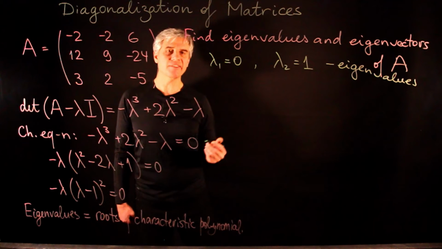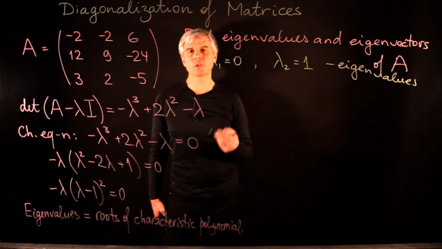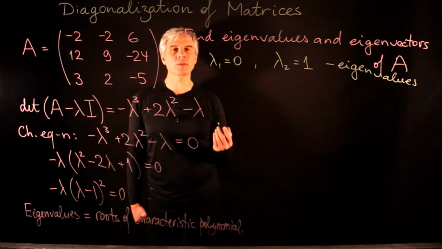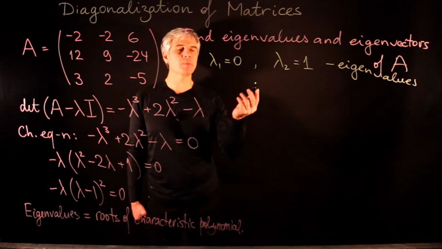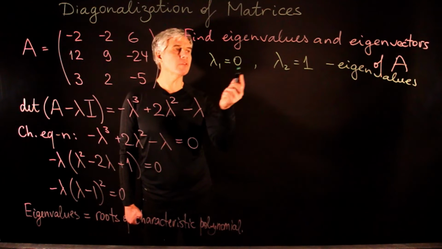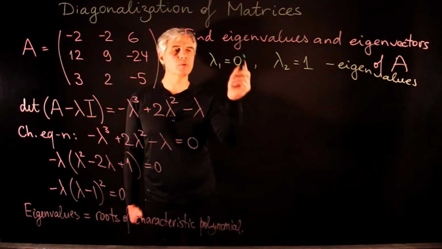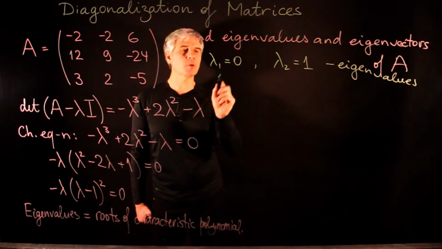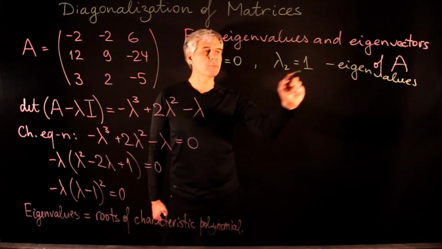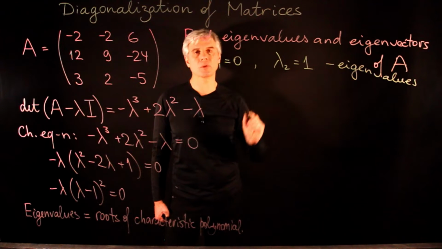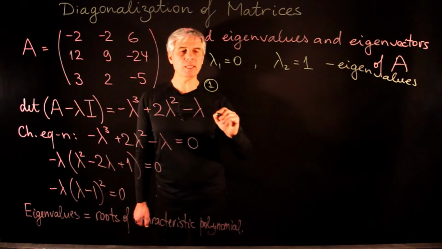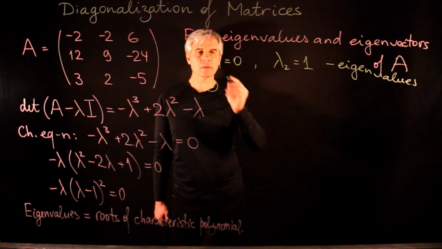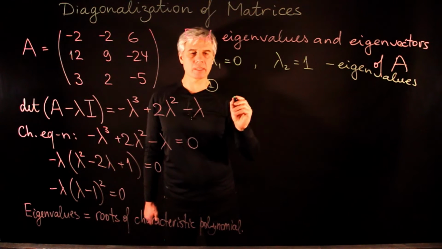Once we find eigenvalues, the next step will be to determine the eigenspaces, or rather we would like to find bases of eigenspaces. And we do it separately for each eigenvalue. So we're going to find the basis of an eigenspace corresponding to lambda equals 0 and the basis of an eigenspace corresponding to lambda equals 1. Now we begin with lambda equals 0.